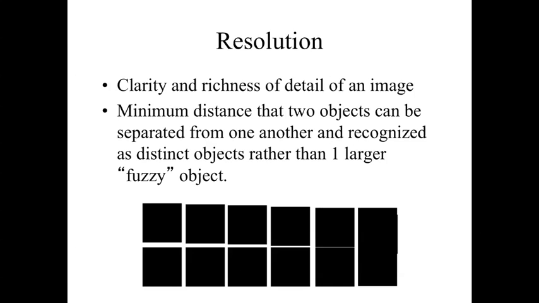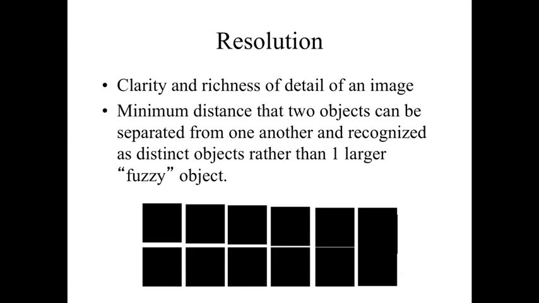Okay? But the second component we're talking about is resolution. We want to have a clarity and richness of detail within the image. We don't want a large fuzzy image where we can't pick up and understand what's going on within it. And so the concept of resolution, in essence, is a complicated way of saying it's the minimum distance between two separate objects where the objects can be recognized as separate and distinct from one another, as opposed to one larger fuzzy image.